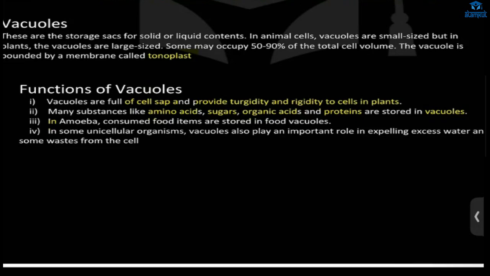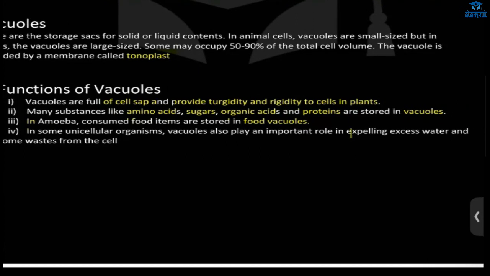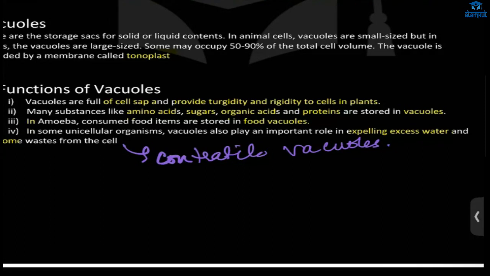In amoeba, consumed foods are stored in the food vacuole. In some unicellular organisms, vacuoles play an important role in expelling excess water and waste from the cell. This type of vacuole is called a contractile vacuole. This vacuole helps the cell to maintain water content. It helps in the expulsion of the excess water, and it is present in amoeba, unicellular organisms.